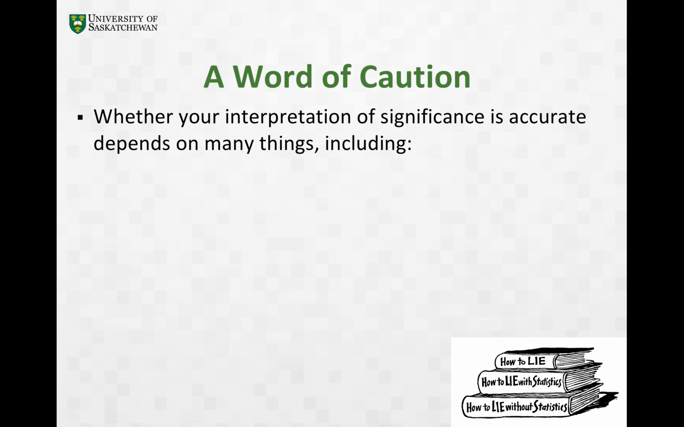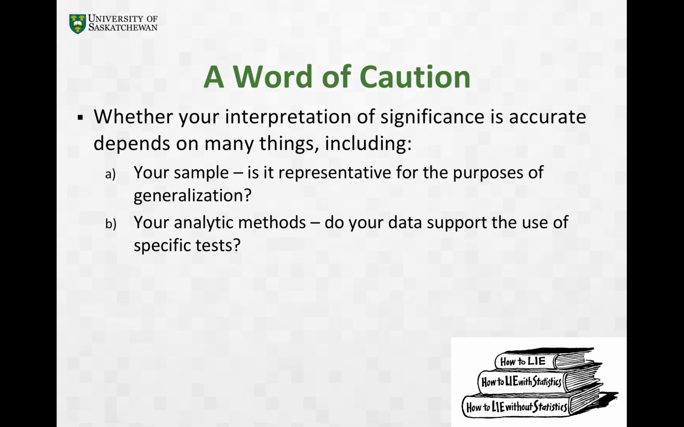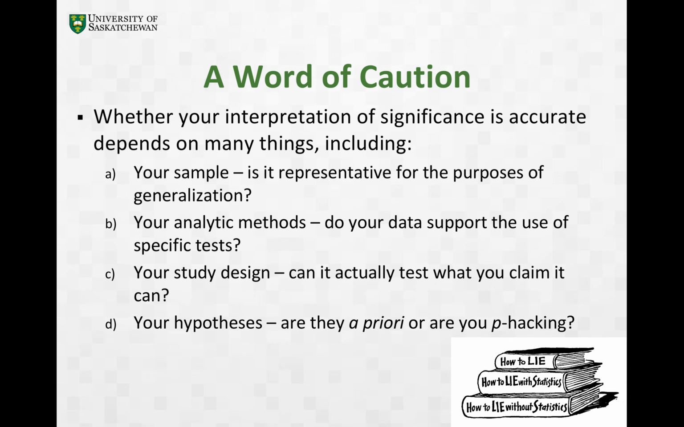Now, there's a very important word of caution that needs to come in here, isn't there? Whether your interpretation of significance is accurate depends on many, many things. First of all, it includes your sample. Is your sample representative for the purposes of generalization? Your analytic methods. Do your data support the use of the specific tests that you've used? Your study design. Can your study design actually test what you claim it can? And then finally, your hypotheses. Are they a priori or are you p-hacking?